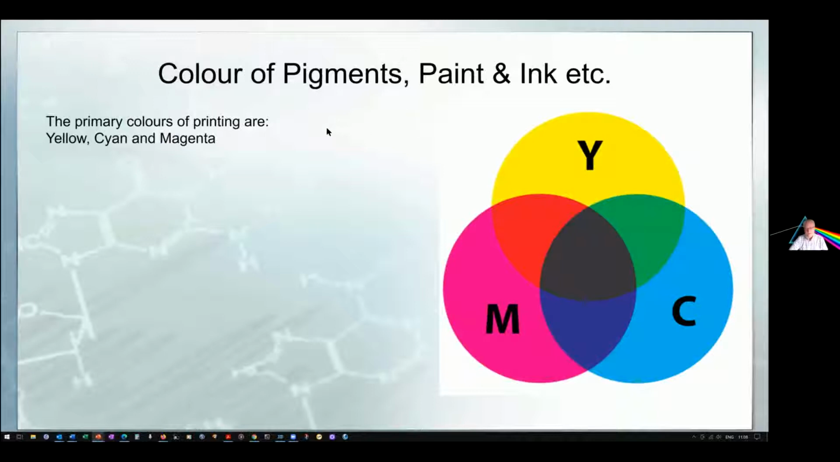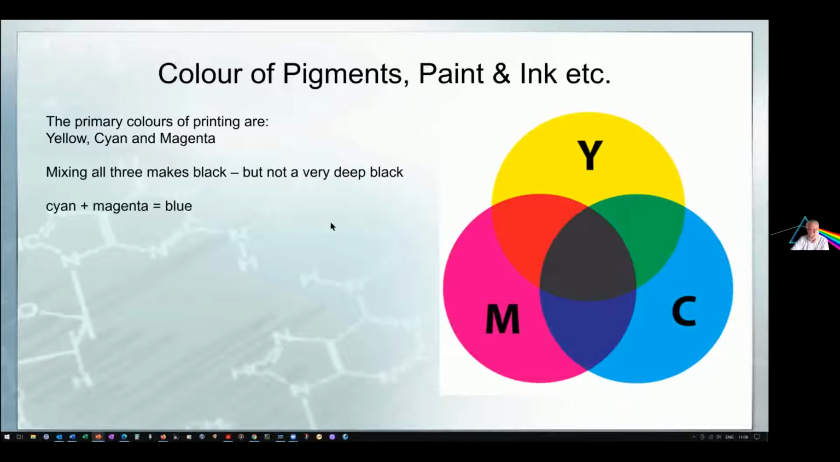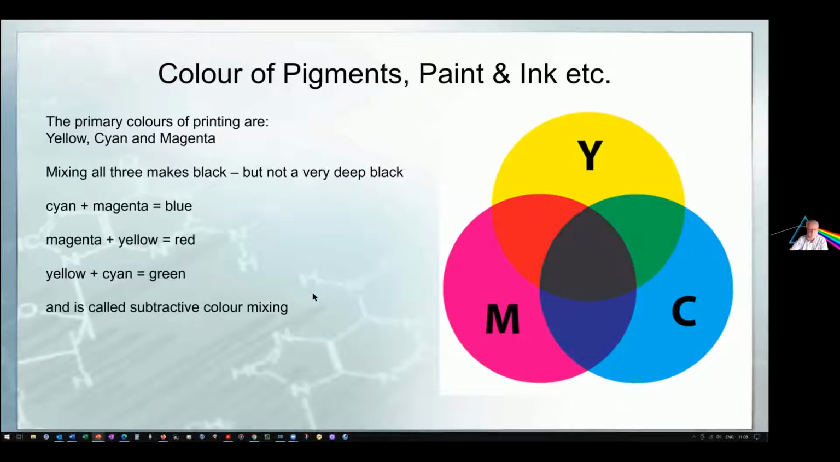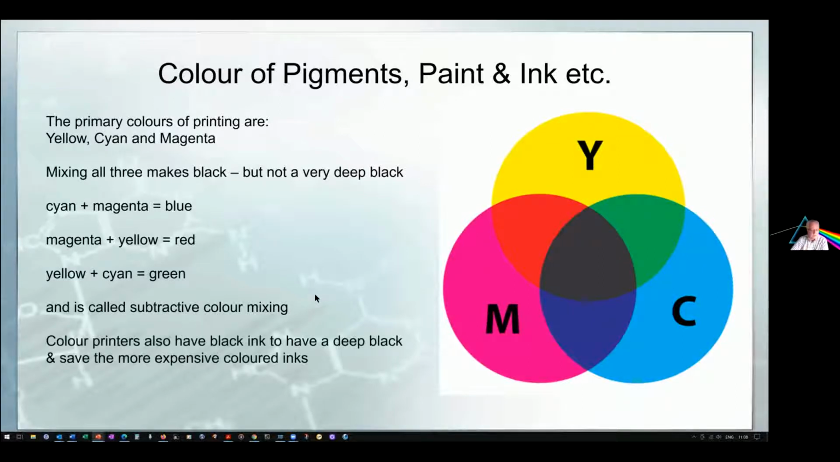Okay, so the primary colours of printing are yellow, cyan and magenta, and again mixing all three makes black, but not a very good black, and also you're wasting colour ink. Cyan and magenta give blue, magenta and yellow give red, yellow and cyan give green, and this is called subtractive colour mixing. And colour printers also have black, mainly because you get a deeper black and it avoids wasting coloured inks. And so it's called CMYK, and the K stands for key black.